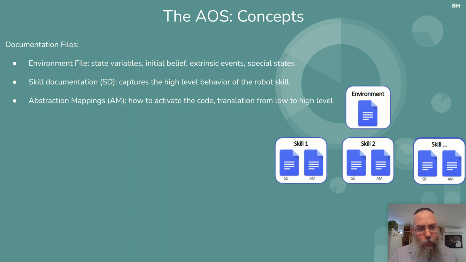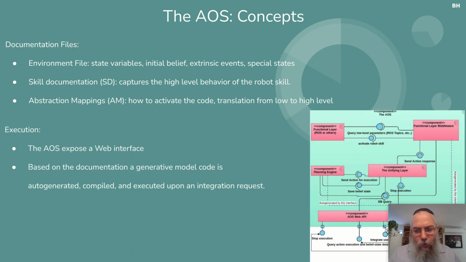So this is a single file for the whole system, and for each skill we have 2 types of documentation. One is the skill documentation. It captures the high-level behavior of the robot skill. It's also called an SD file. And we have the abstraction mapping, the AM file. The AM file is used to bridge the gap between the planning problem and the actual robot code. It is used to describe how to activate the code and how to translate the execution outcome to a discrete observation, something that the robot can reason with and update its belief about the current state. What is the current state of the world?